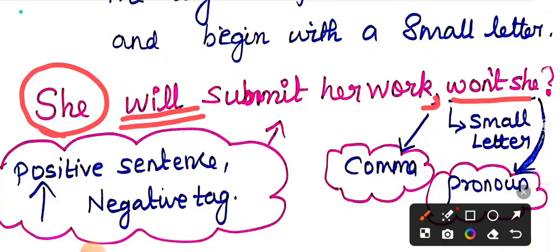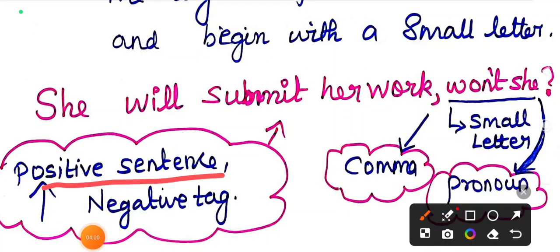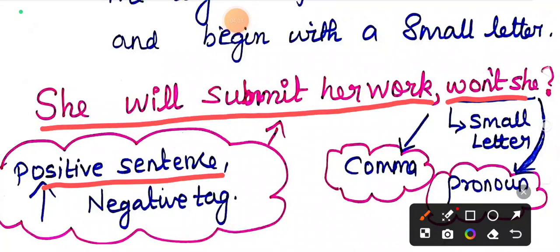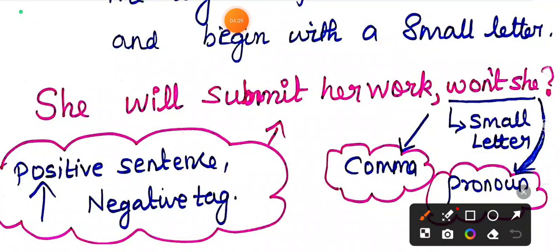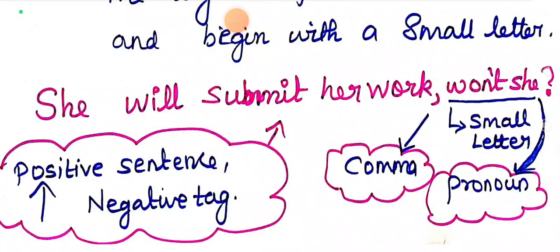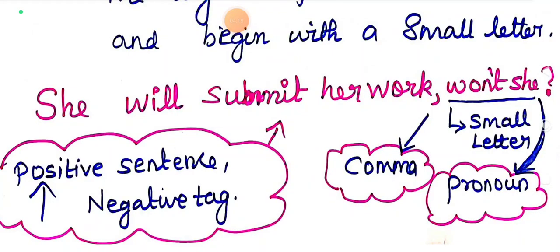Look at all the concepts here. All rules are explained in one glance. Positive sentence, negative tag. Yes, we can see that the sentence is positive and the tag is negative. And what else? Comma. Can you see this comma element? And what else? Question tag. The tag starts with a small letter word. And the pronoun is at the end of the tag. So all rules are applied here.